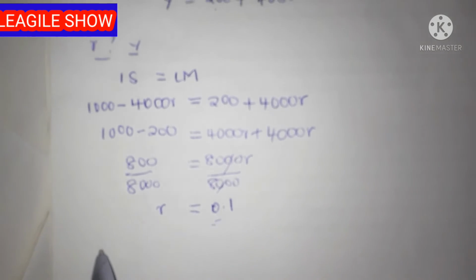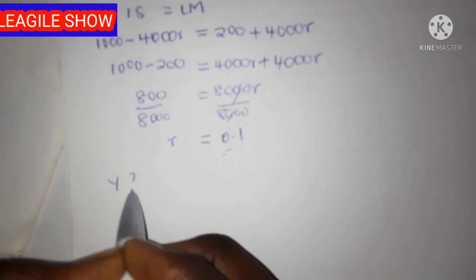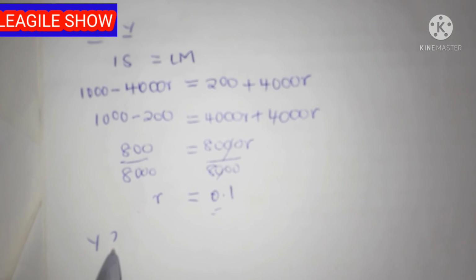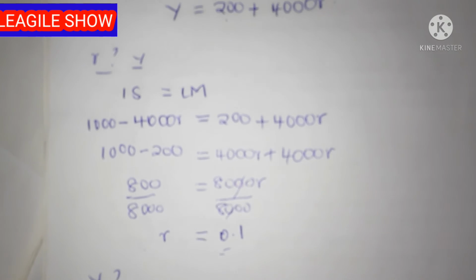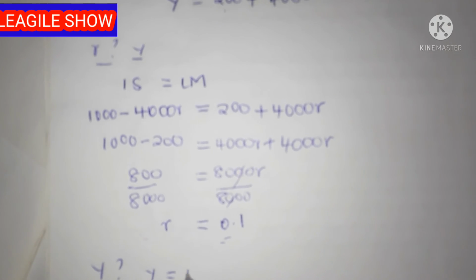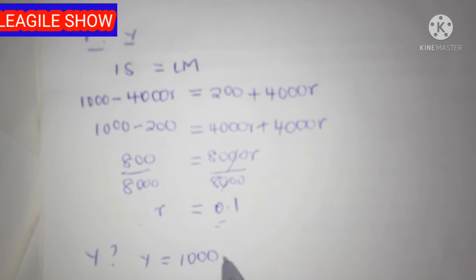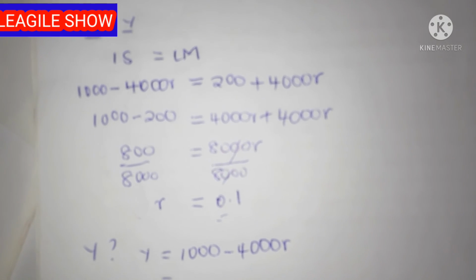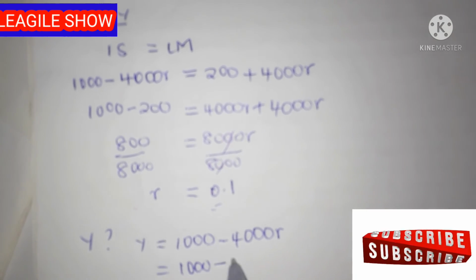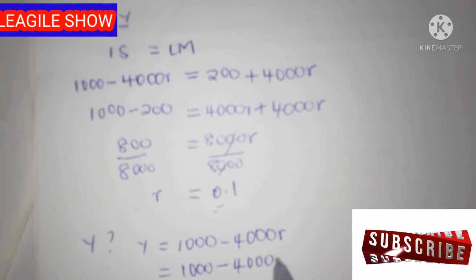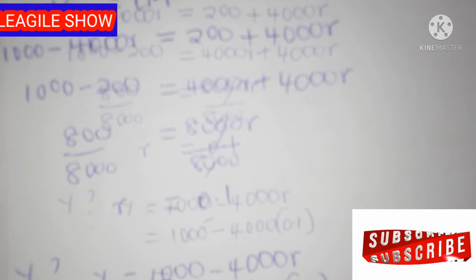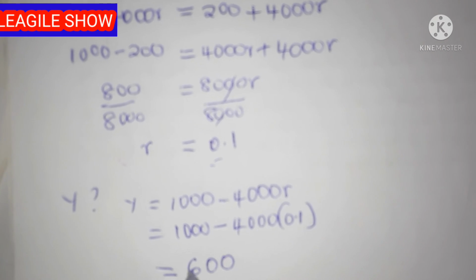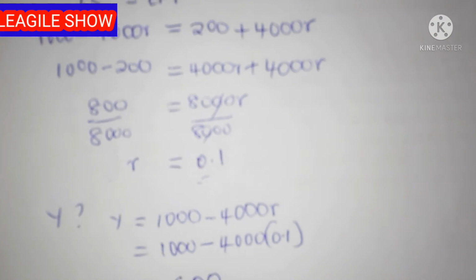Then what about the value of y? How will you calculate this? You can either use the equation of the IS or the LM, but in this case let us use that of the IS. We found y was equal to 1000 minus 4000r, but now our r is 0.1, so 4000 into 0.1. When we solve this, you will find your y as 600.